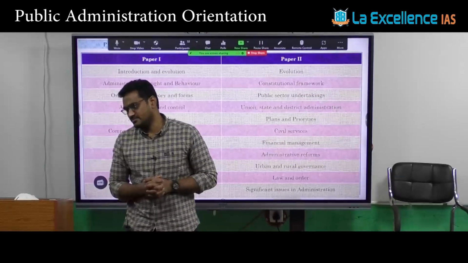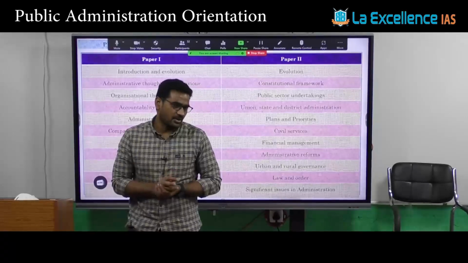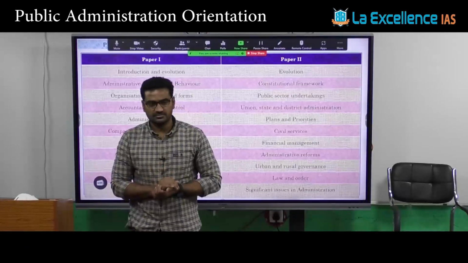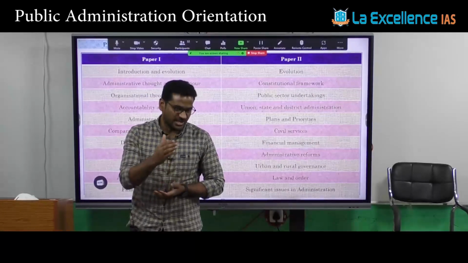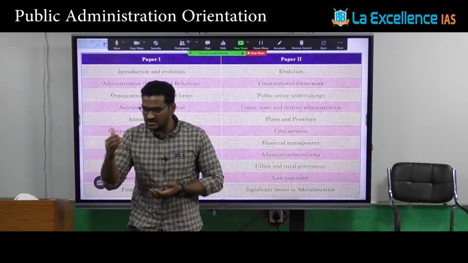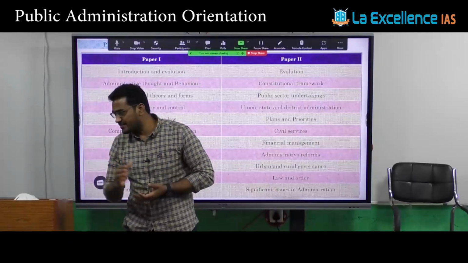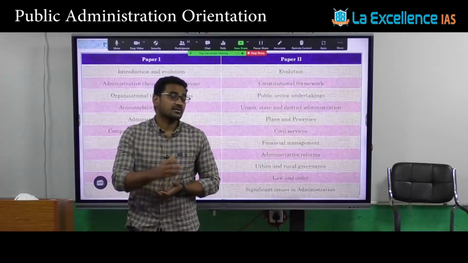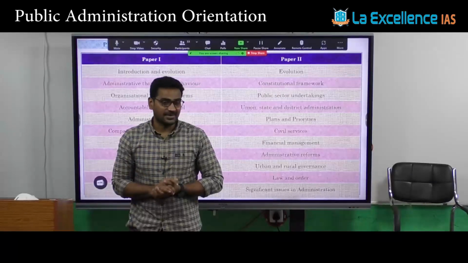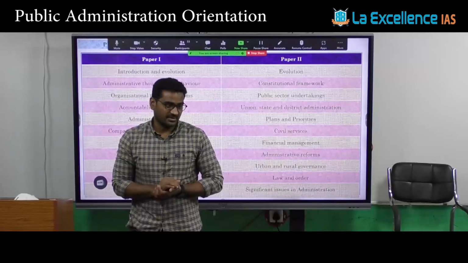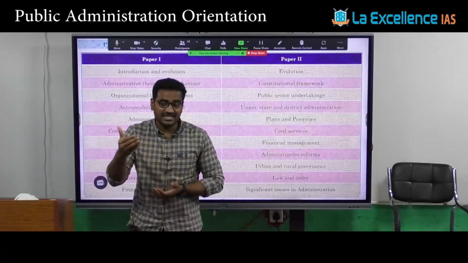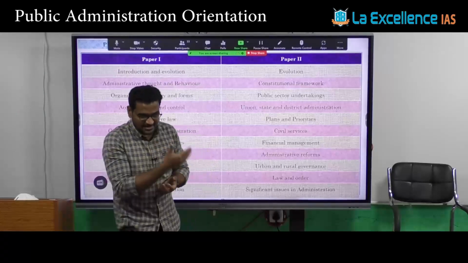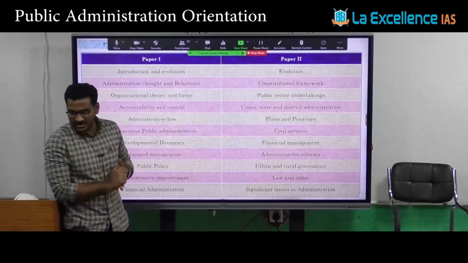Accountability and control. What are the tools the judiciary has to control the administration? For example, public interest litigation, judicial review. What are the tools available with the parliament to control administration? Example? Very good. Motions, various types of motions, budget. Budget is also one tool. And if a budget is not passed by the parliament, the government should resign. Yes or no? So these are the mechanisms and tools which we will be discussing as part of accountability and control.